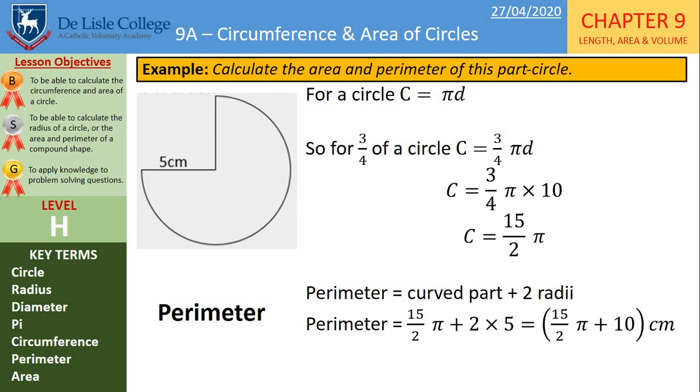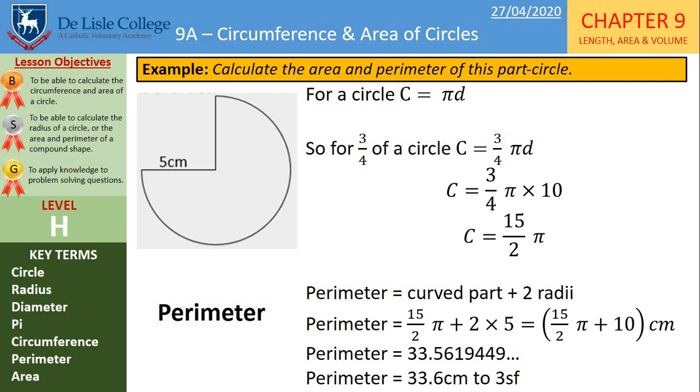So as our non-calculator answer, or our answer in terms of pi, we would have 15 over 2 pi plus 10, and we'd write that in brackets to show that the centimetres is for that whole value. Then type it into your calculator if you need a decimal answer, and we'll end up with 33.6 centimetres to 3 significant figures. Do not forget to include the straight edges.